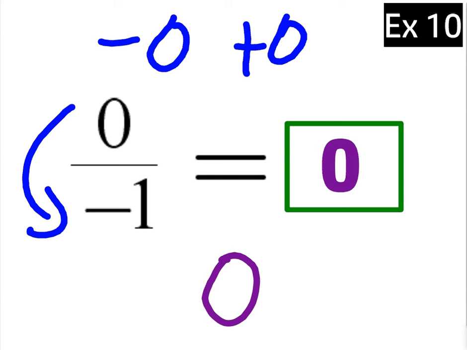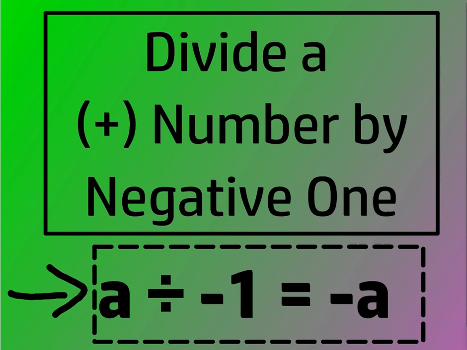So just as a recap, the name of this lesson is dividing a number by negative 1. And you get the negative of that number back when you do so.